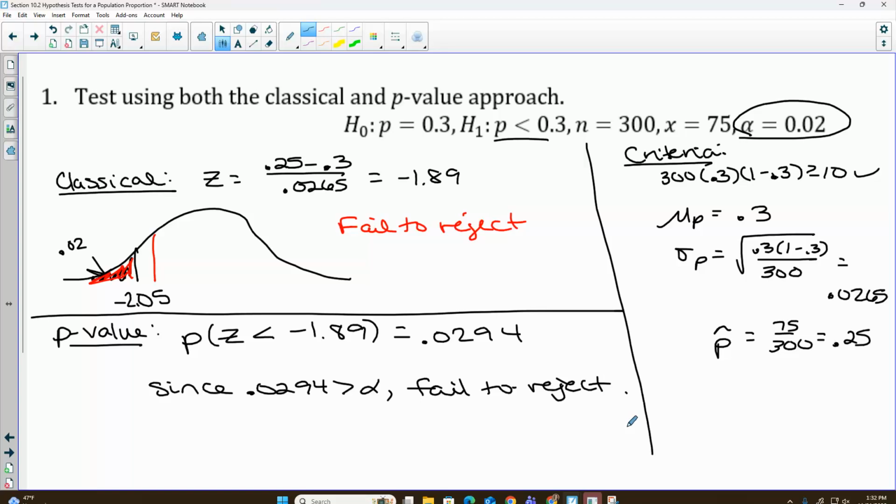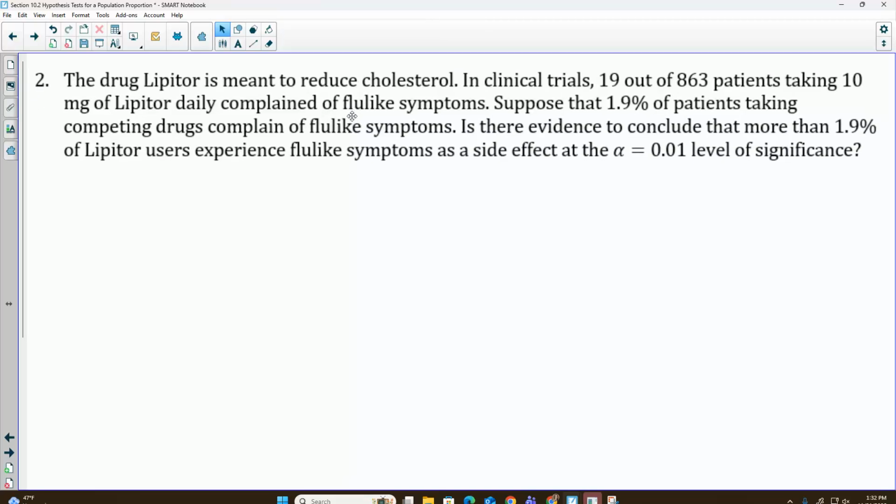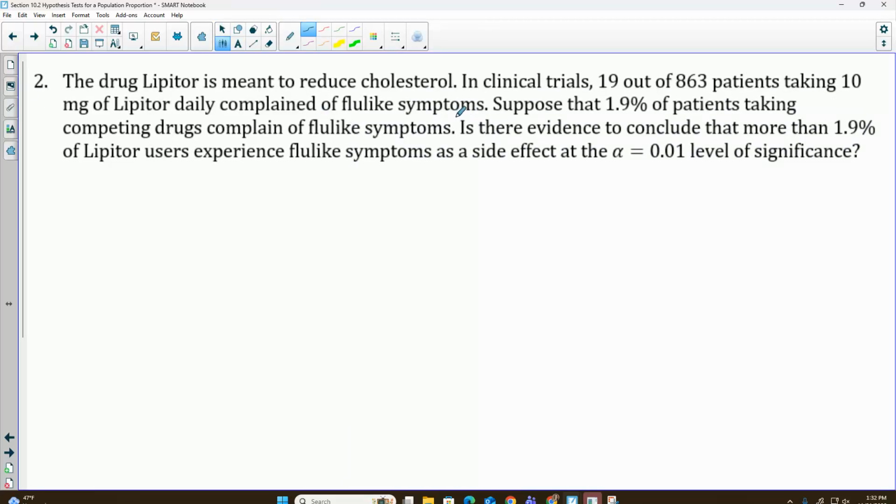The next three, I really just want you to practice using our calculators and how we go through it. Even if you're using your calculator, there are some things that I want you to write down. So if I look at this one, the drug Lipitor is meant to reduce cholesterol. In clinical trials, 19 out of 863 patients taking 10 milligrams of Lipitor daily complained of flu-like symptoms. Suppose that 1.9% of patients taking competing drugs complain of flu-like symptoms. Is there evidence to conclude that more than 1.9% of Lipitor users experience flu-like symptoms as a side effect at the alpha equals 0.01 level?